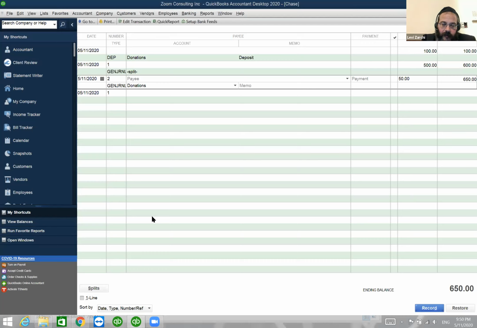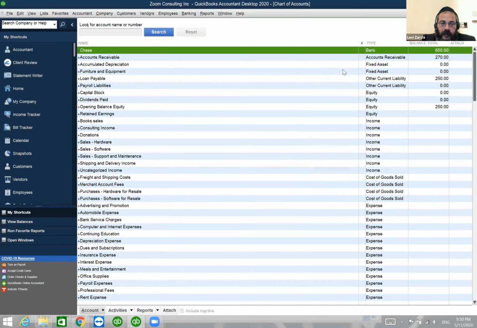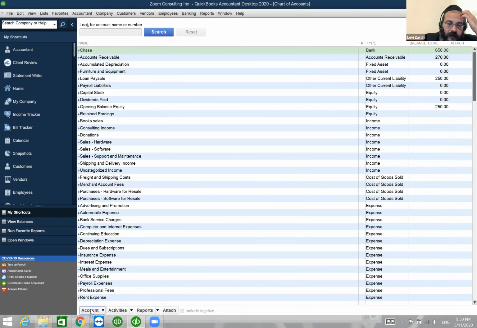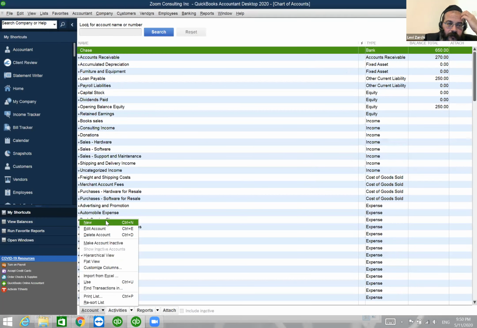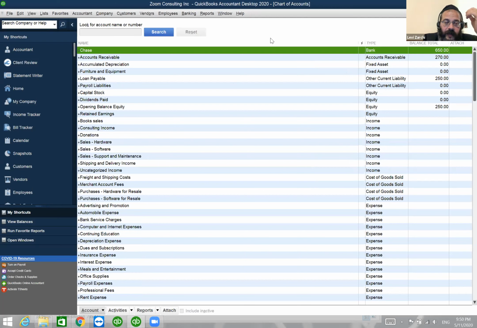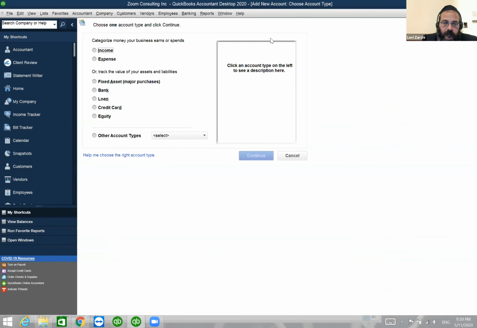And if you remember, the shortcut is Control A. Control A will give us, if I was in QuickBooks here, a chart of accounts, and you could go to Account and New. Once you are already in the chart of accounts, you press Control N or New. It's going to give you a new account.